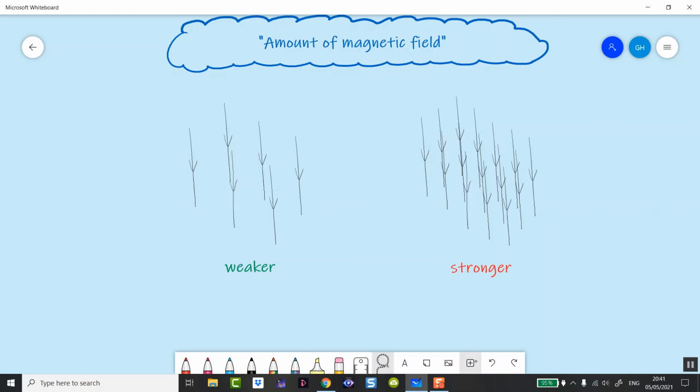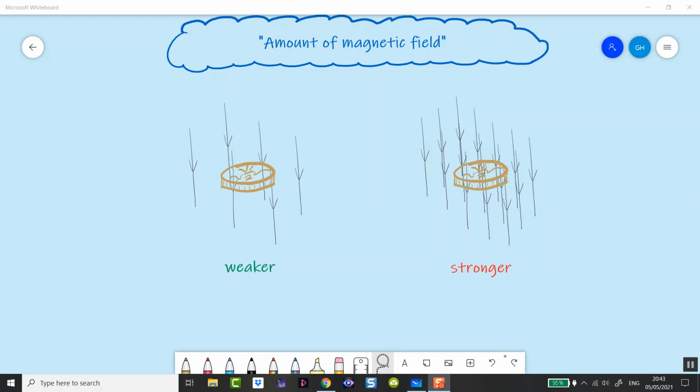A magnetic field has a direction, so we represent it with field lines to show this direction. For a stronger field, we draw the field lines closer together, and for a weaker field, further apart. Suppose I put a 2p piece in each field, perpendicular to the field lines.